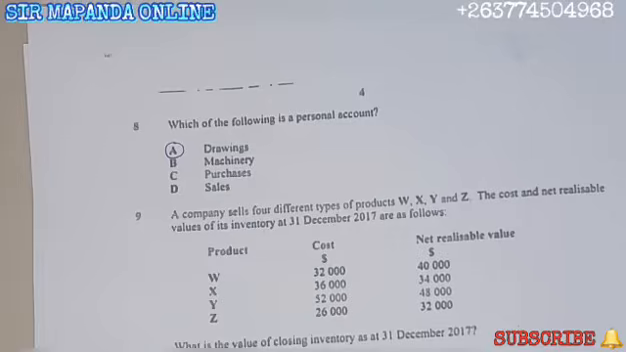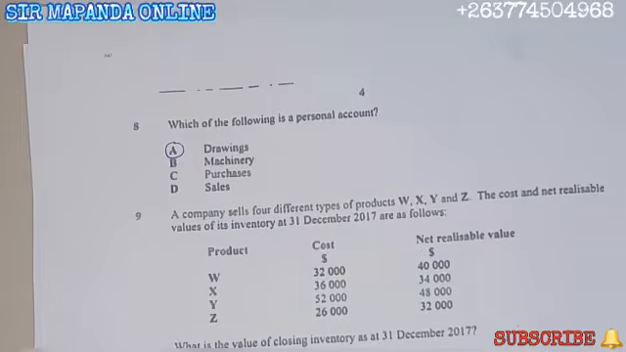Machinery account is a real account. All assets, they form part of real accounts, whereas purchases and sales, they fall under nominal accounts. So your answer is A. I hope you are following.